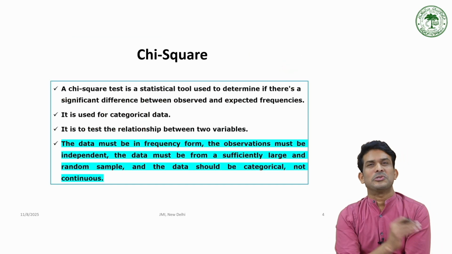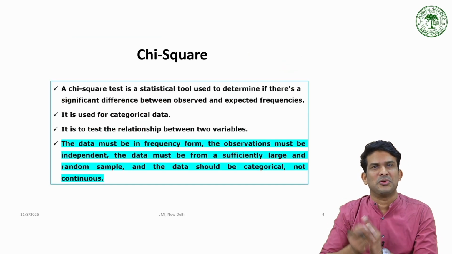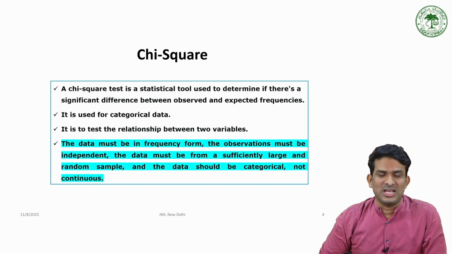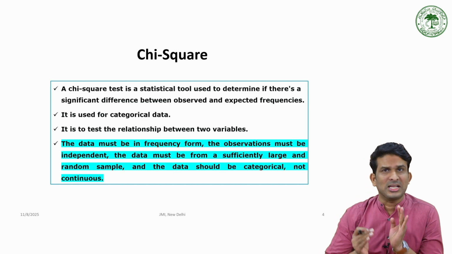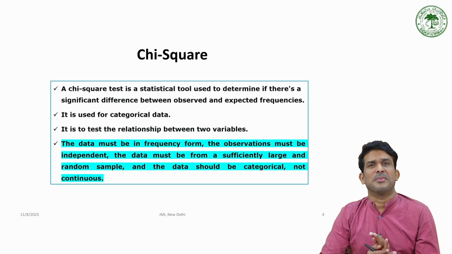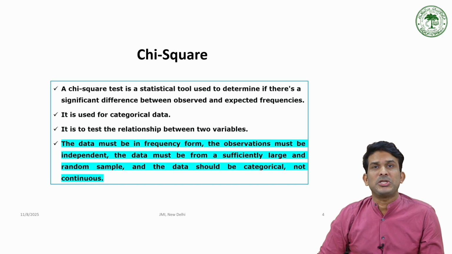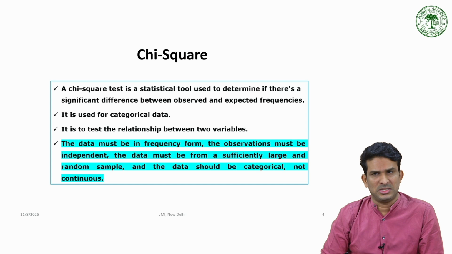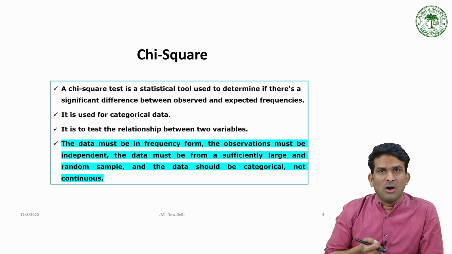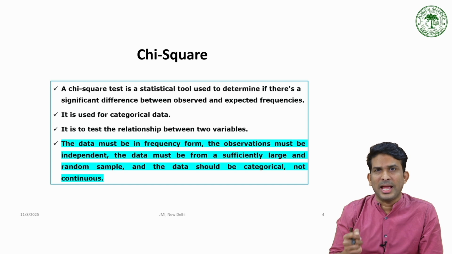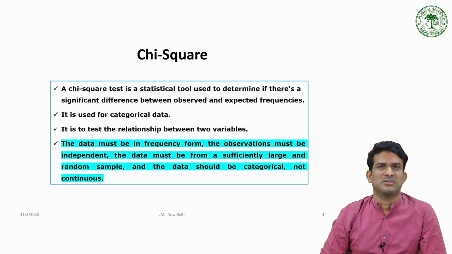Now let us come to the consideration of today's lecture, that is chi-square. See, what is chi-square? It is a statistical tool used to determine if there is a significant difference between observed and expected frequencies. For example, a tossing of a coin. So how many heads you got, how many tails you got.